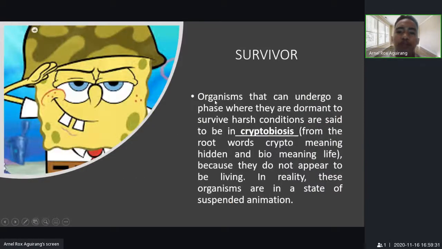So, organisms that can undergo a phase where they are dormant to survive harsh conditions are said to be in cryptobiosis, from the root word crypto meaning hidden and bio meaning life, because they do not appear to be living. In reality, these organisms are in a state of suspended animation, meaning even though they seem to have died, they are still alive.